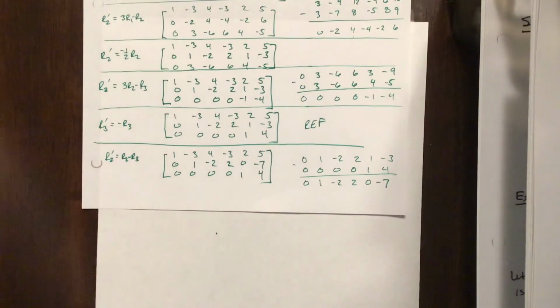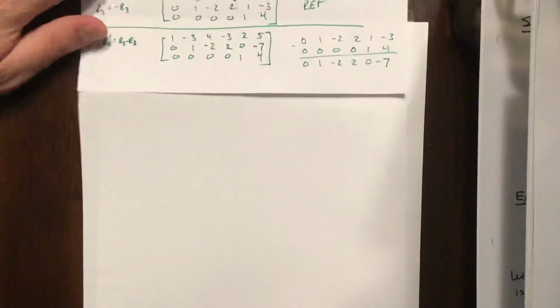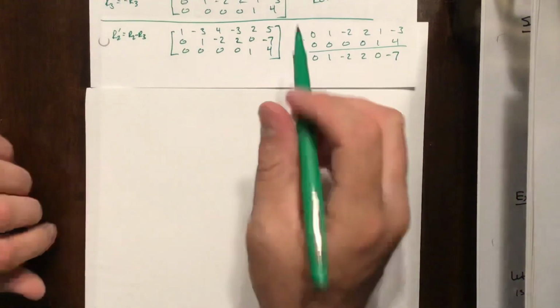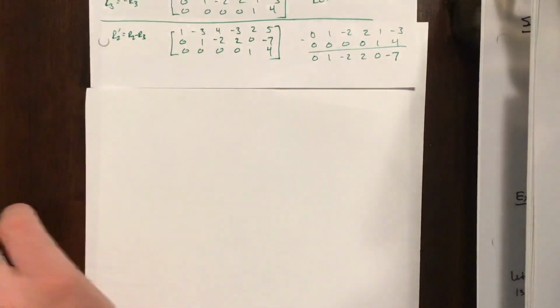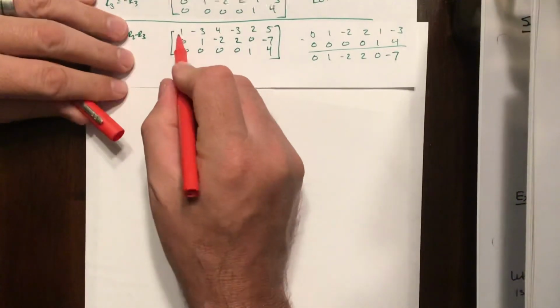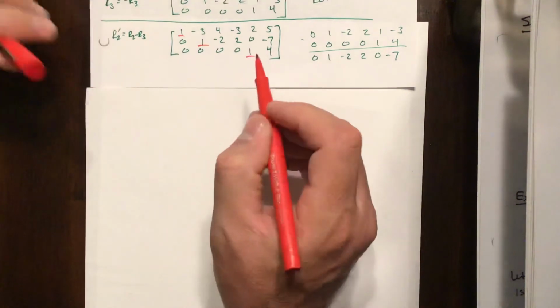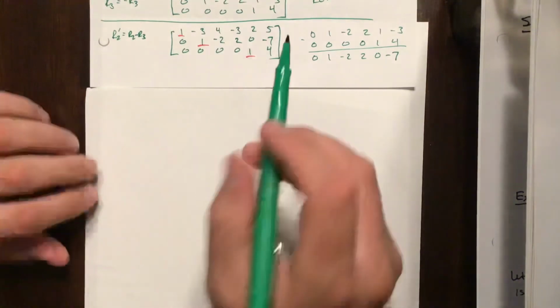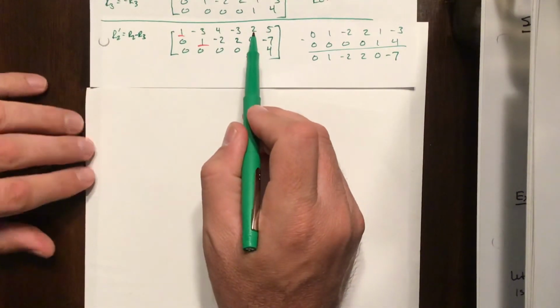All right. On to a new page in the notes. Again, there's our pivot, there's our pivot, there's our pivot. There's 0 below each of our pivots, but there's not zeros above. So now I need to pick on row 1.